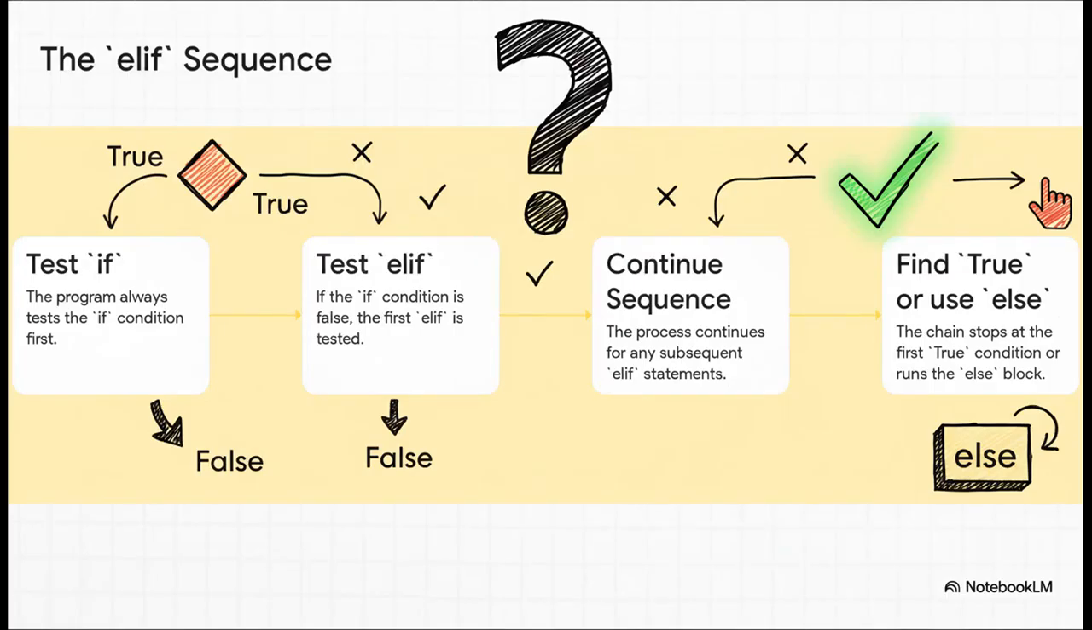So you can build this whole ladder of logic. First, check if the score is over 1,000. If not, elif the score is over 500. If not, elif the score is over 100. And if none of those are true, the final else can handle everything else. It's a super clean way to handle a whole range of possibilities.